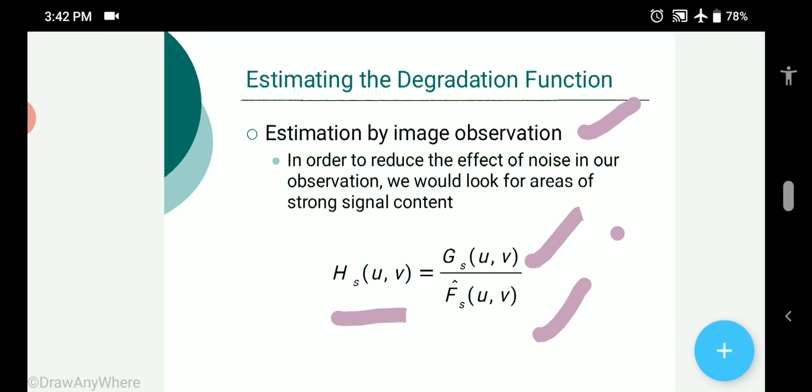For example, suppose the radial plot of Hs of u comma v has the approximate shape of a Gaussian curve. We can use that information to construct a function H of u comma v on a larger scale but having the same basic shape. We then use H of u comma v in the restoration process to be discussed.